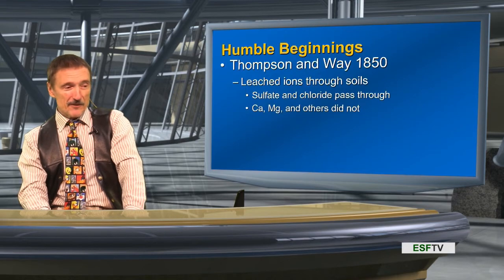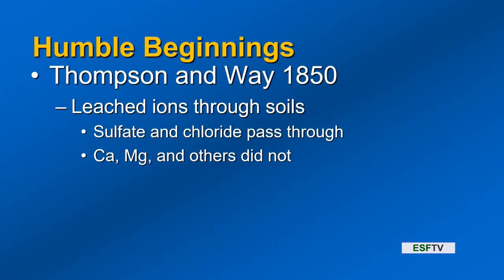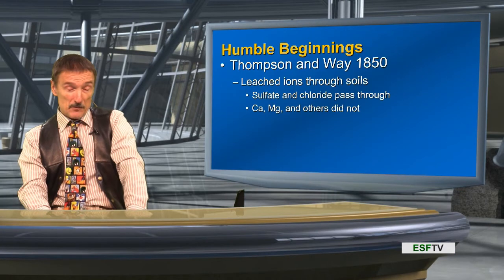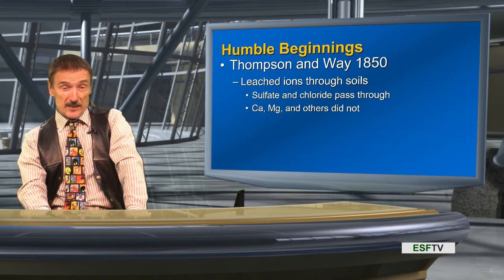It's kind of interesting. Back in 1850, there were a couple of scientists that leached ions through soils, and they measured what came through. The sulfate and the chloride passed through. But the cations, calcium, magnesium, and other positively charged ions, did not. And so that began this long sojourn to understand why they had these observations. Why are the cations not coming through, and yet the anions are?